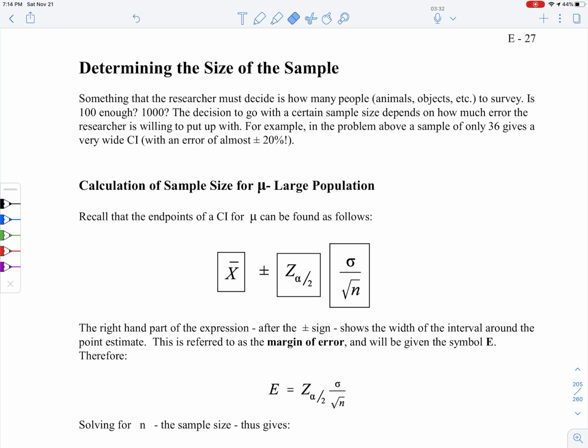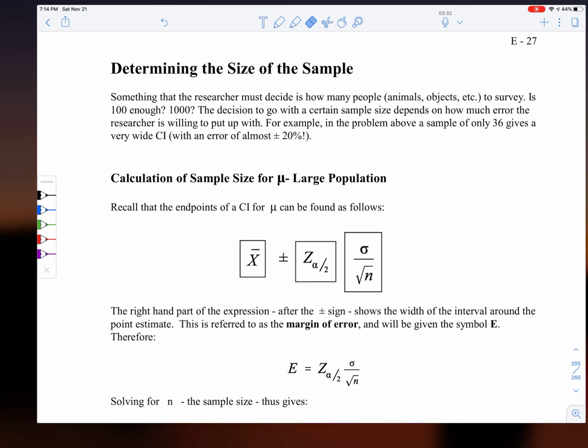So up until now, of course, it's always been given to you. But if you were to go out and do your own study, you'd have to determine that. So should I sample 50 people or 100 people, or should it be 1,000 people? Like, how do you figure that out?